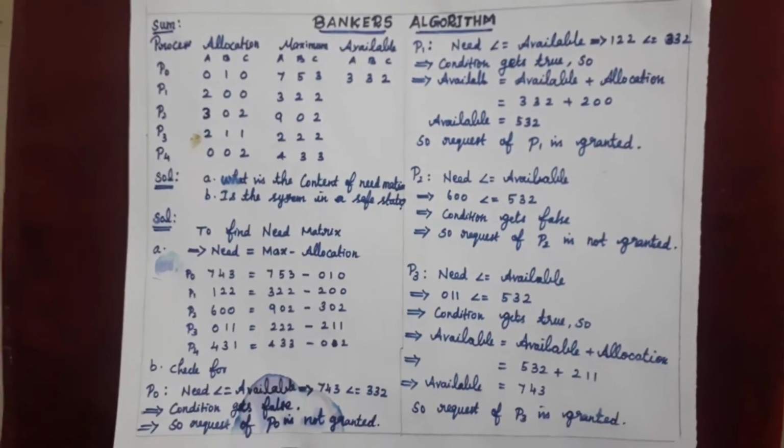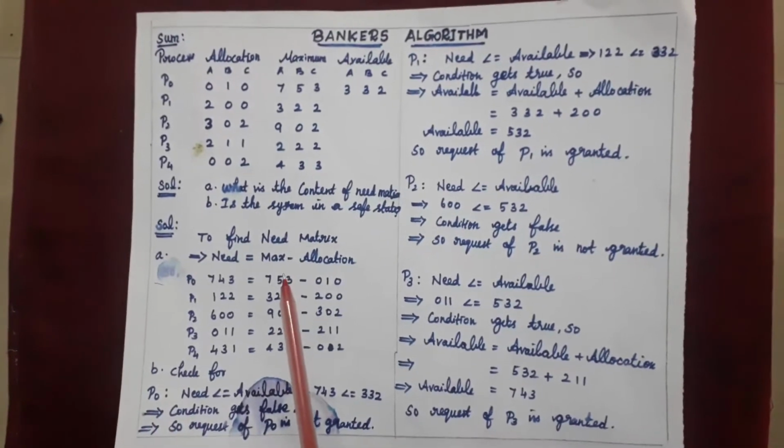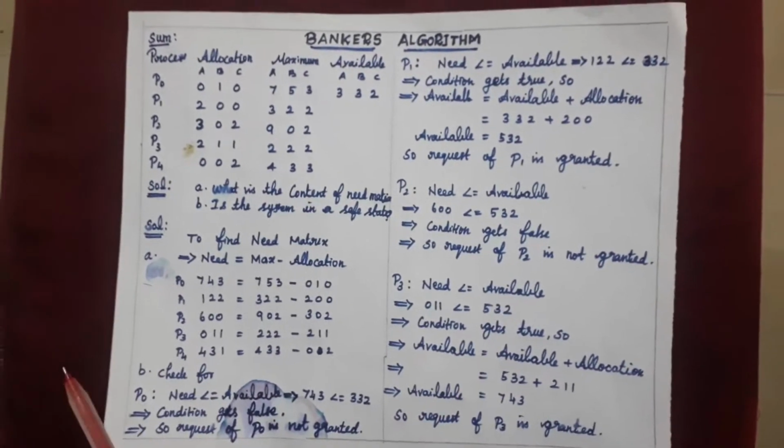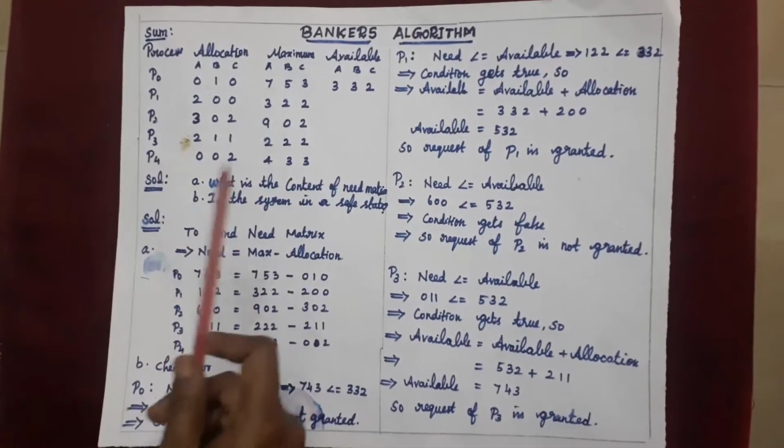Dear students, today let us see about Banker's algorithm. It is one of the best algorithms in deadlock avoidance. Banker's algorithm is used to allocate resources to the requesting processes in a safe order.